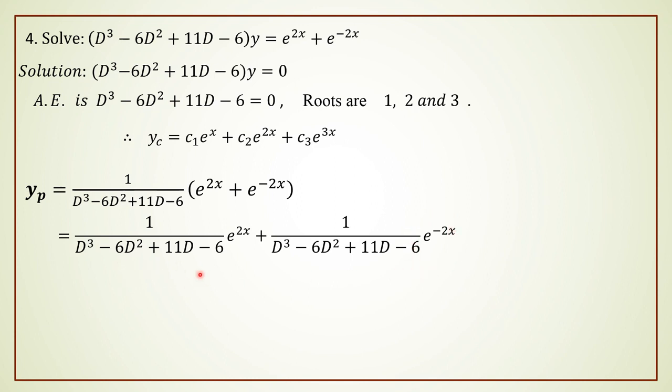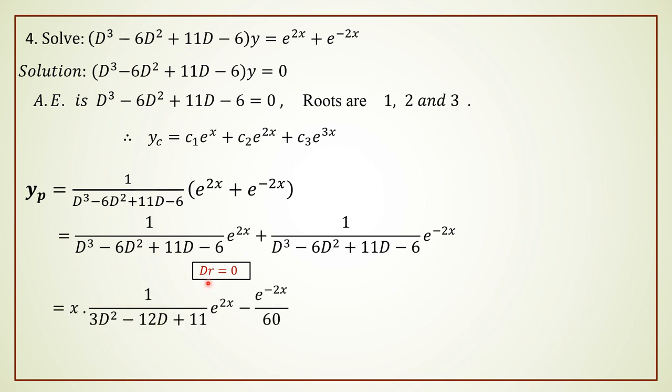So in the first case, let me just replace d by the coefficient of x. The coefficient of x over here is 2. And in the second case, let me replace the operator d by the coefficient of x, that is minus 2. So when I am substituting d by 2 in the first term, the denominator terminates to 0. So if the denominator terminates to 0, what does the rule say?